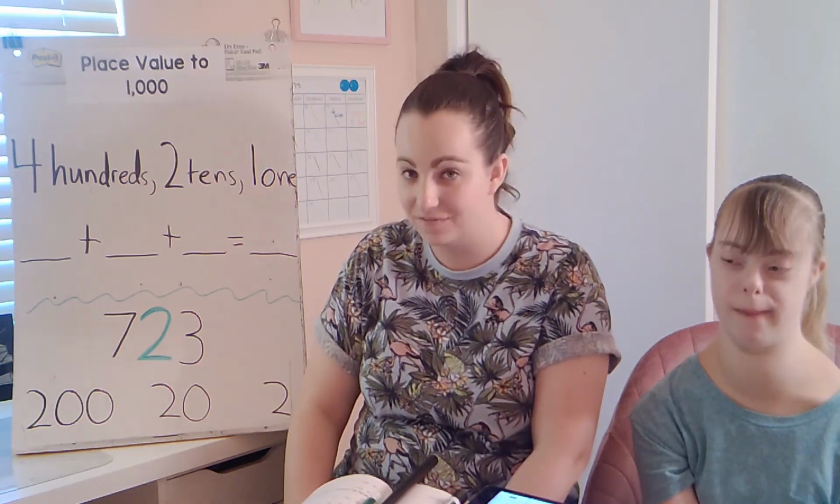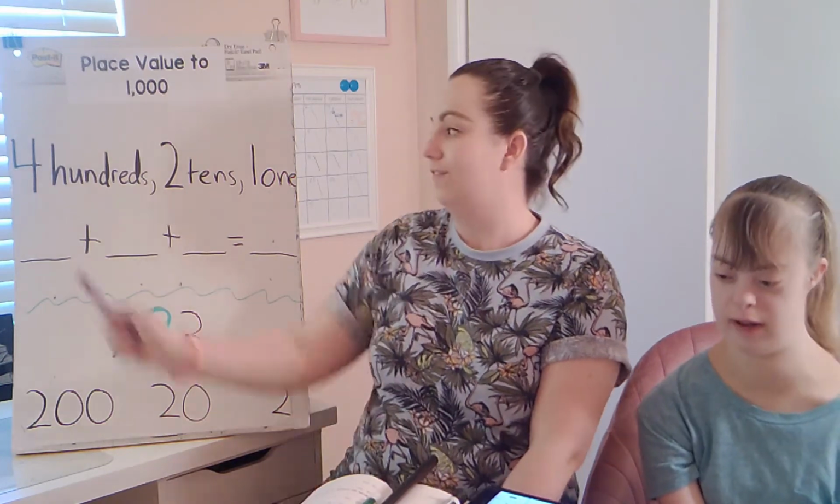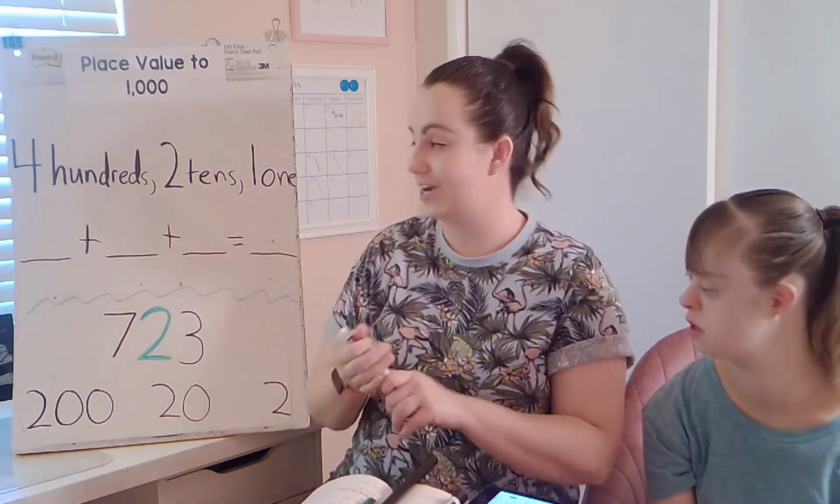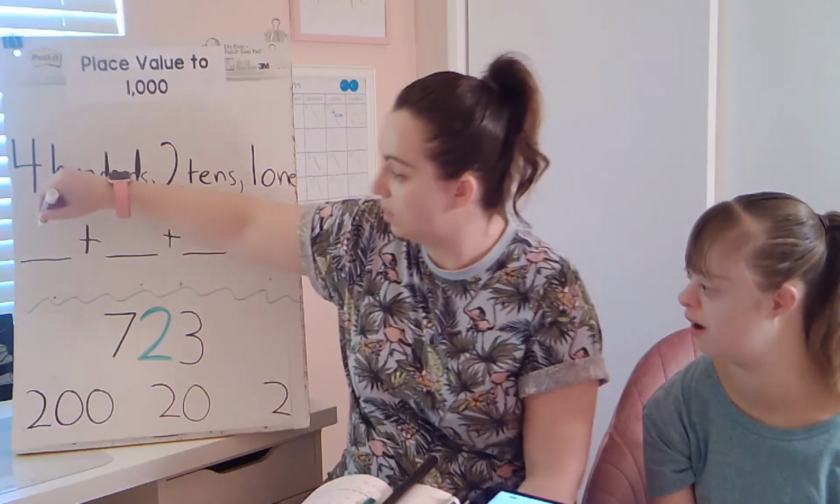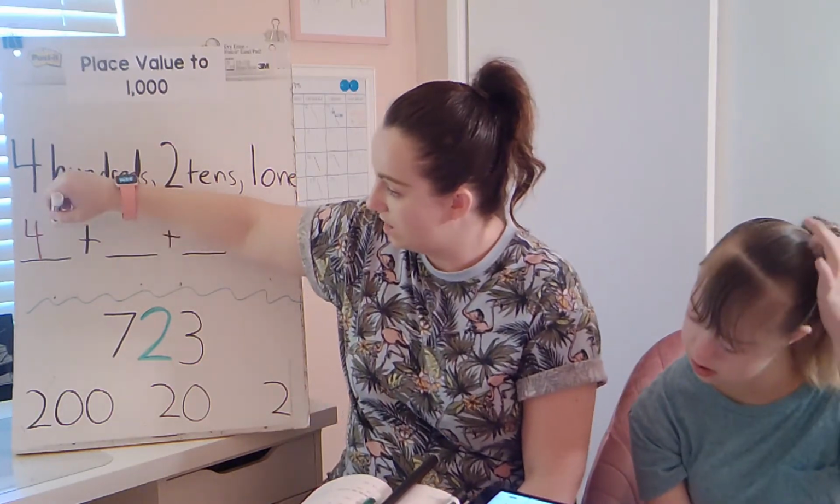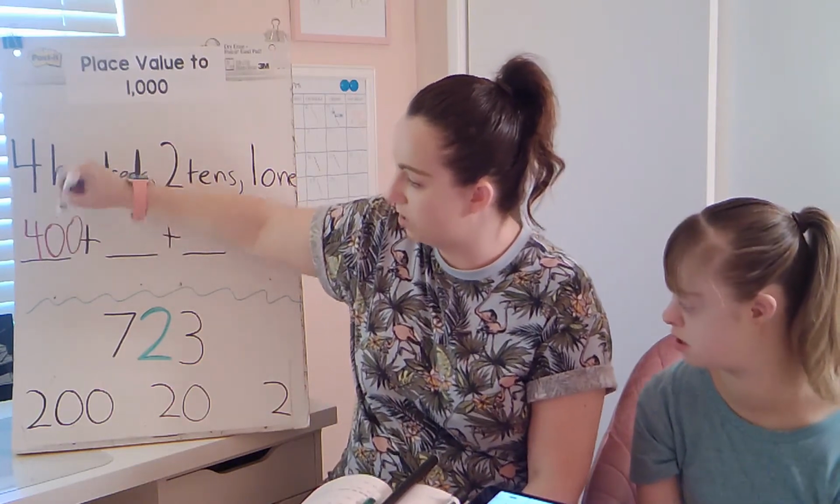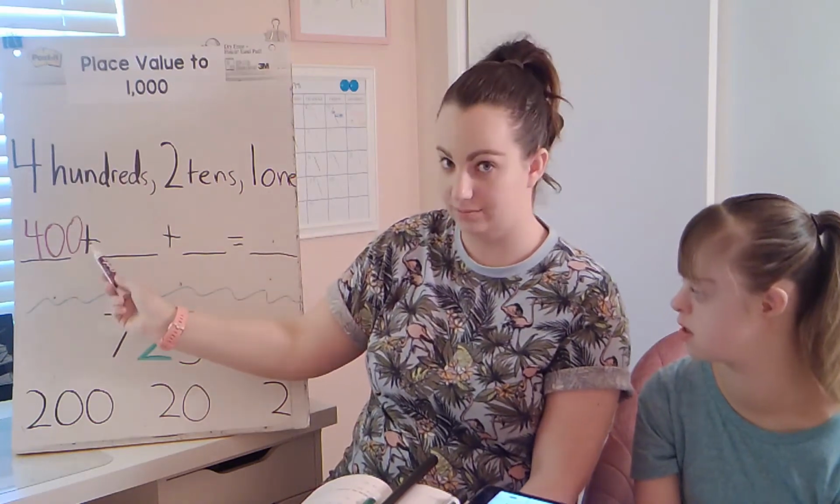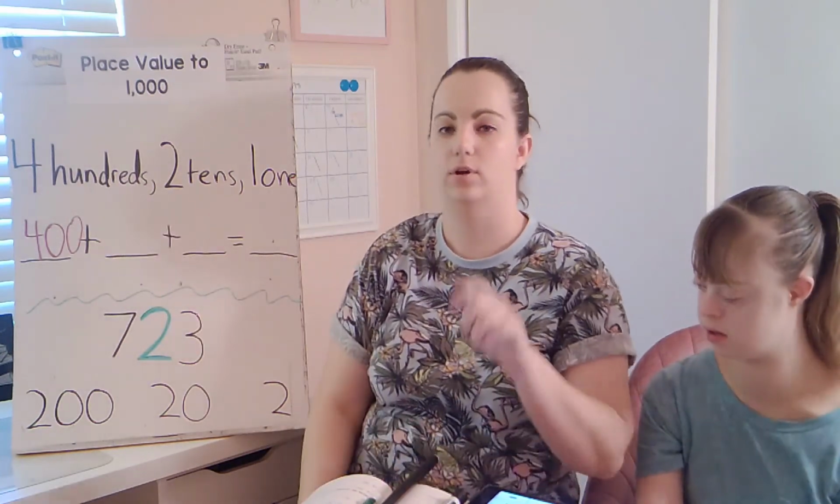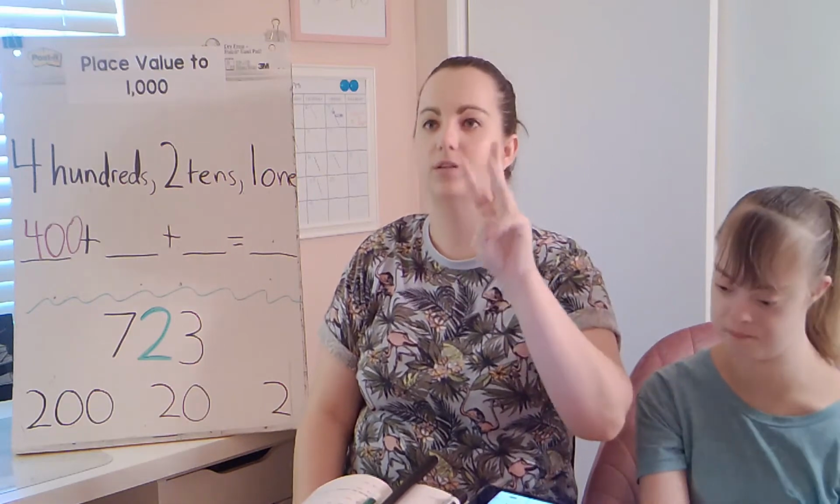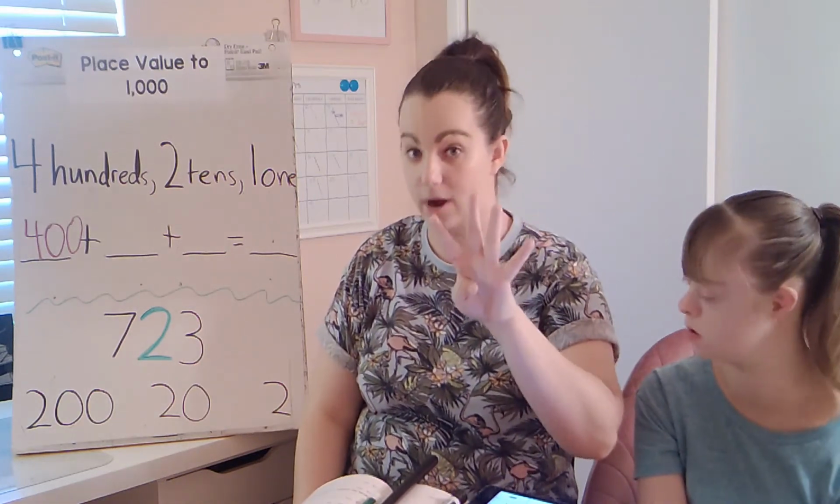Okay, pause this if you need to. 4 hundreds, let's check your answer. You would write it as 400. That's saying you have 100, 200, 300, 400. 400. Okay?